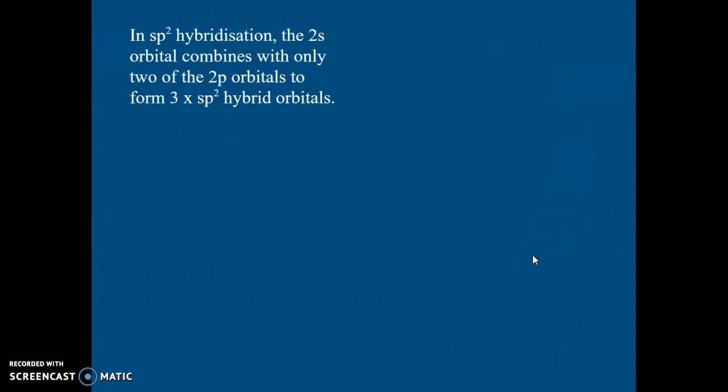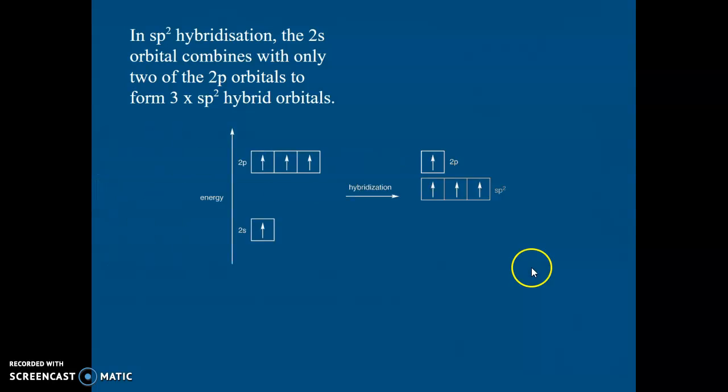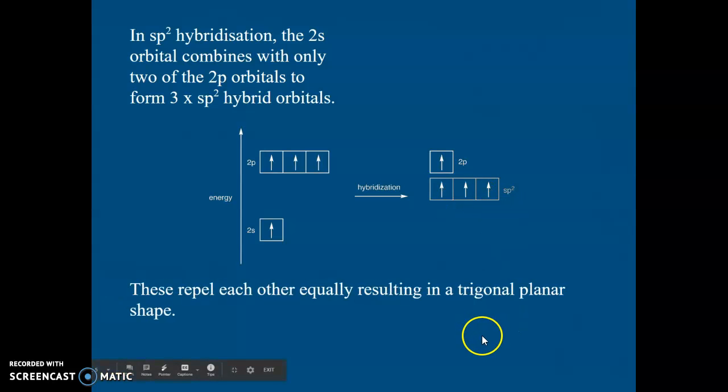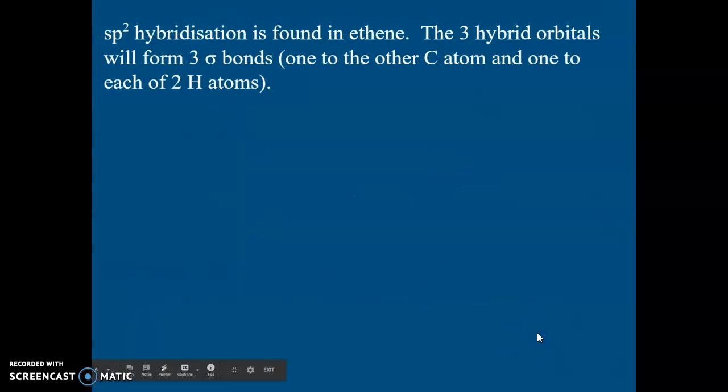So in sp2 hybridisation, there is one 2p orbital left over. These 3 hybrid orbitals all form sigma bonds, and we get a trigonal planar arrangement, and we've then got one spare p electron. So this is what happens in ethene.